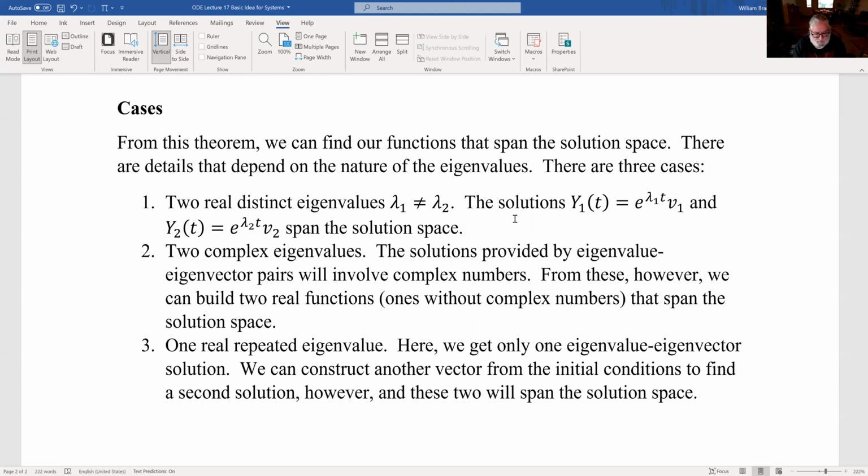Complex eigenvalues, you end up with complex numbers, but you can still build two real functions like we did with the second order equations to span the solution space. And then one real repeated eigenvalue. There's only one eigenvalue eigenvector solution there, but you can construct another vector to find the second solution. And those two solutions will span the space. So that's the plan for the next three lectures: two real distinct eigenvalues, two complex eigenvalues, one real repeated eigenvalue.